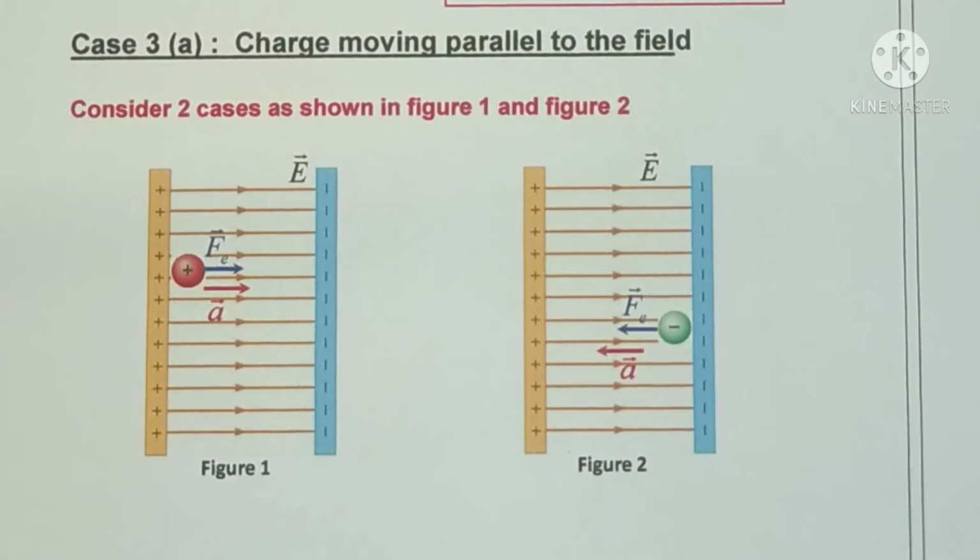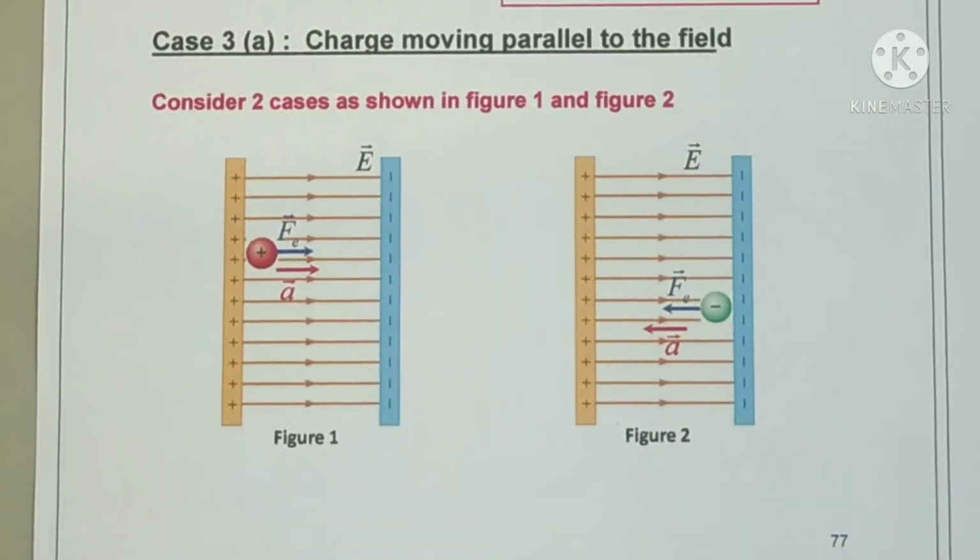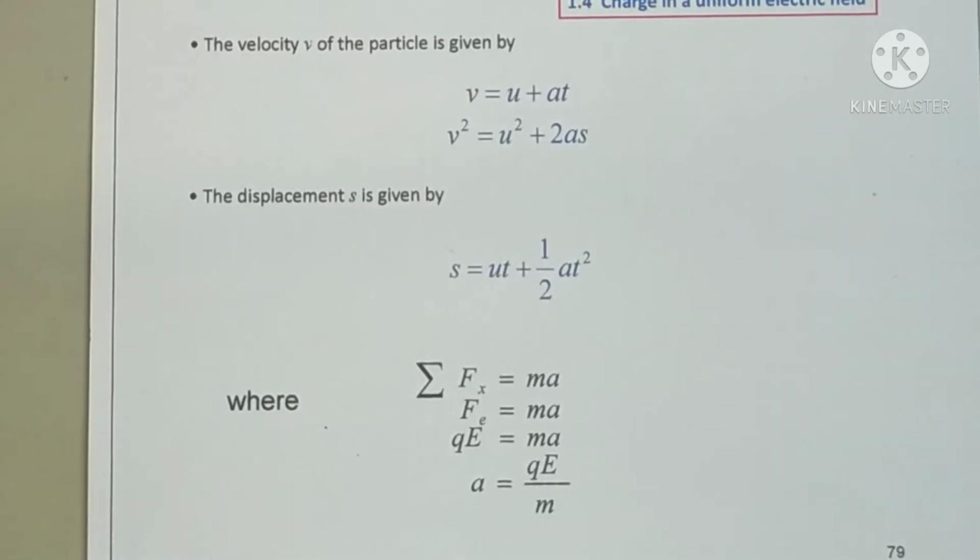So for case 3a, charge moving parallel to the field, we can find the velocity v of the particle and the displacement s and the acceleration as well by using this formula.